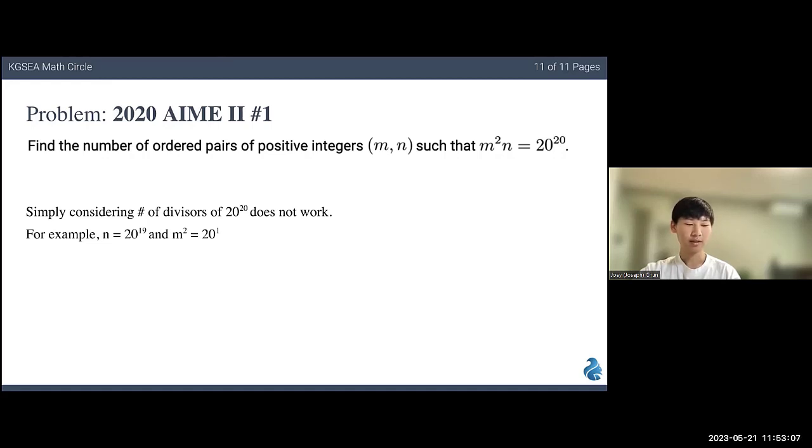So the direction we need to take is to figure out that m must be a divisor of 20 to the power of 10, or 2 to the power of 20 times 5 to the power of 10. And only that way does it satisfy that m squared is a divisor of 20 to the power of 20, while n can be automatically decided. Thus, the answer is the number of positive divisors of 20 to the power of 10, which is, from our method before, 21 times 11 equals 231 pairs. And this is our answer.